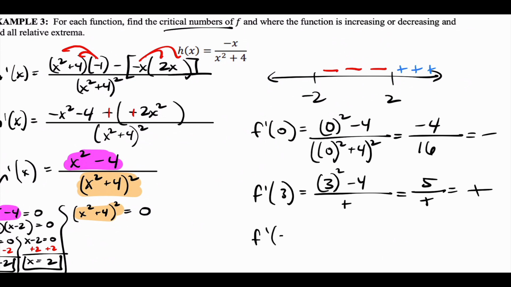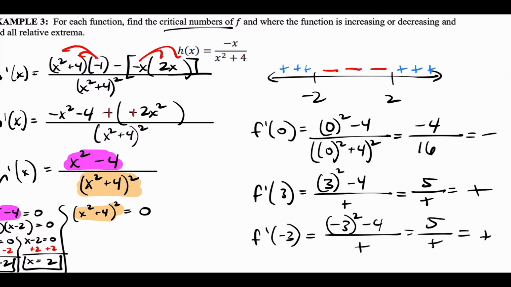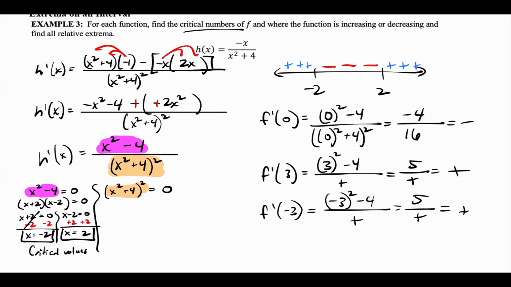Plug in a number less. Derivative at -3. -3 squared minus 4. I'm always going to get a positive number on the bottom. I'm not even going to worry about it. Still going to get a 5 over a positive, which is just positive. Okay. So increasing before -2, decreasing after -2, increasing after +2.